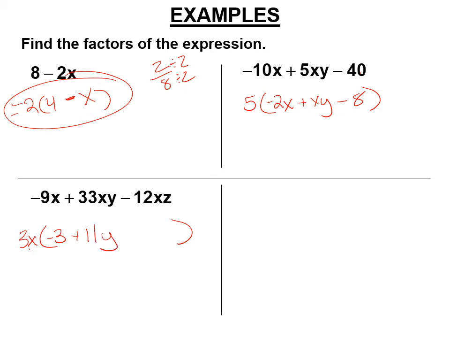And 3x times negative 12... 3x times what will make negative 12xz? I'm getting negative 4z, right? And I would definitely check my work here. 3x times negative 3, negative 9x. 3x times 11y, 33xy. 3x times negative 4z, negative 12xz.